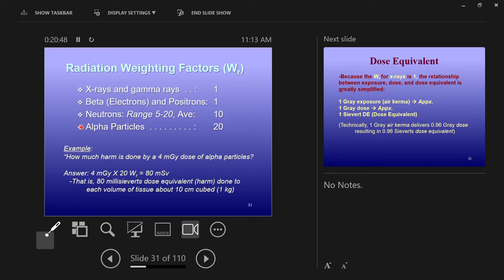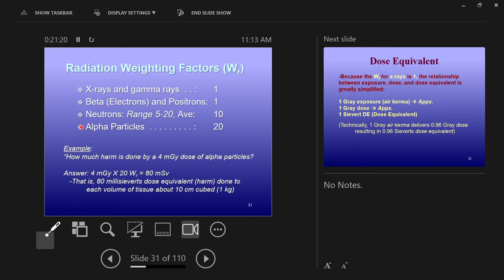If I gave these two people equal amounts, 1 gray for each, right? Christina gets 1 gray of alpha radiation, and Hortensia gets 1 gray of X radiation. Who's more likely to survive? Yeah, Hortensia, right? Because she got X-rays versus Christina getting all alpha particles, right? And we just learned that alpha particles cause 20 times more biologic harm when compared to X-rays, okay?